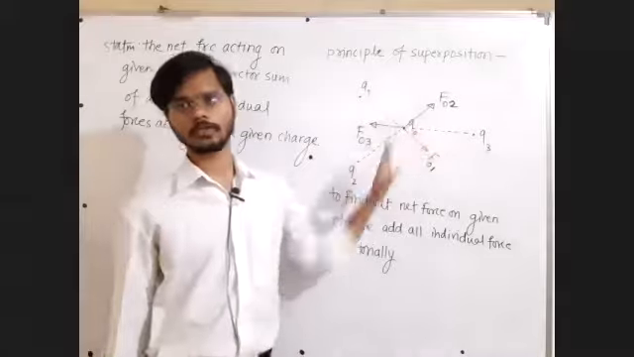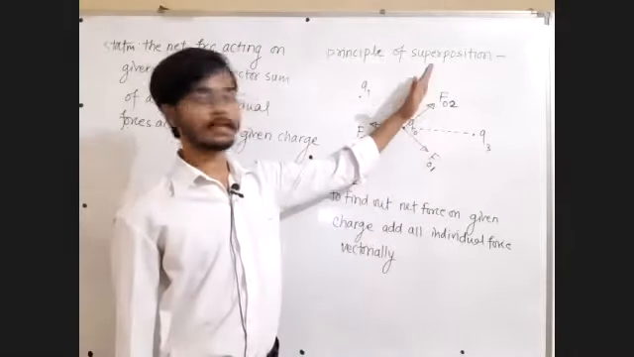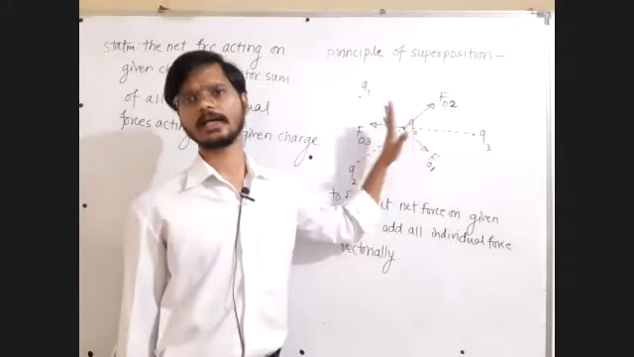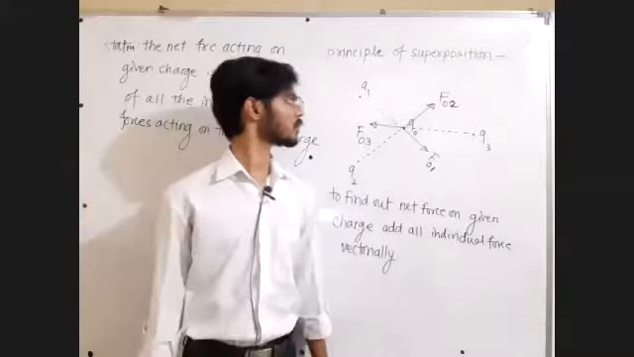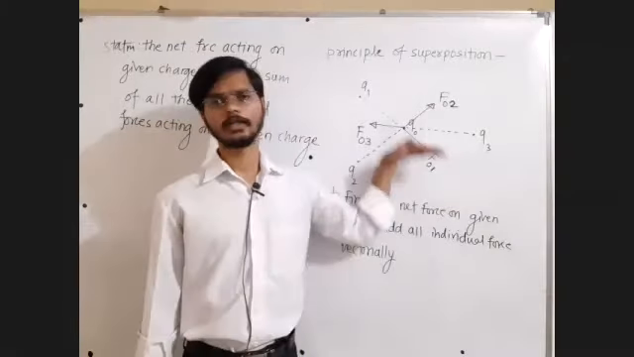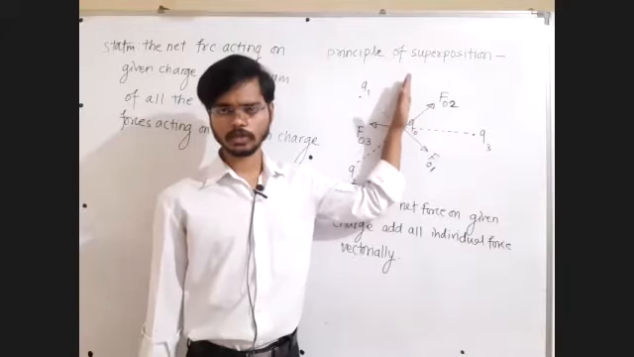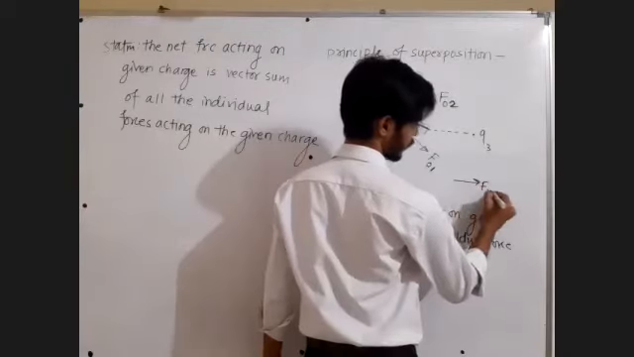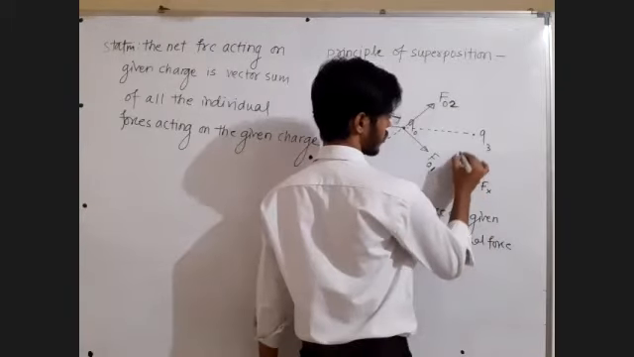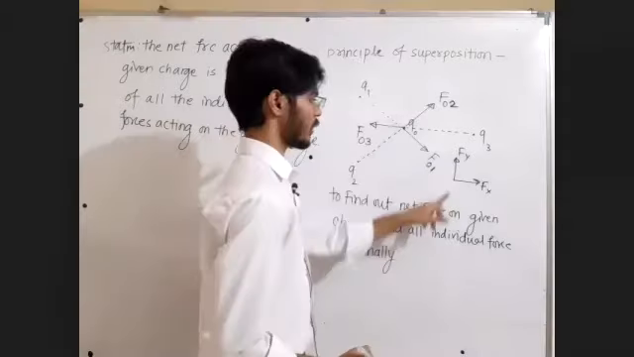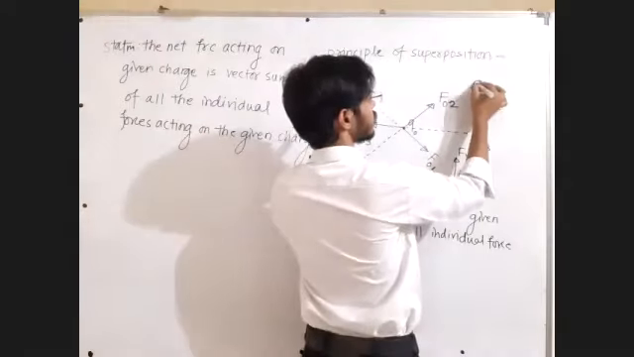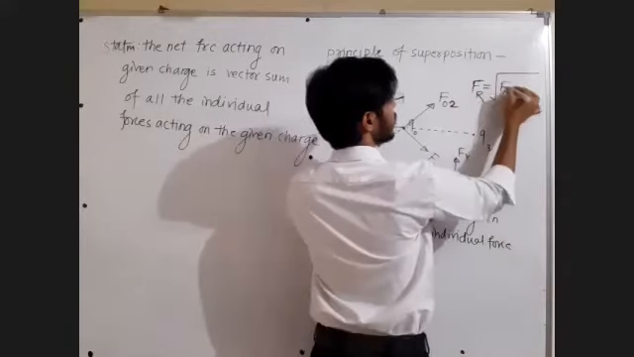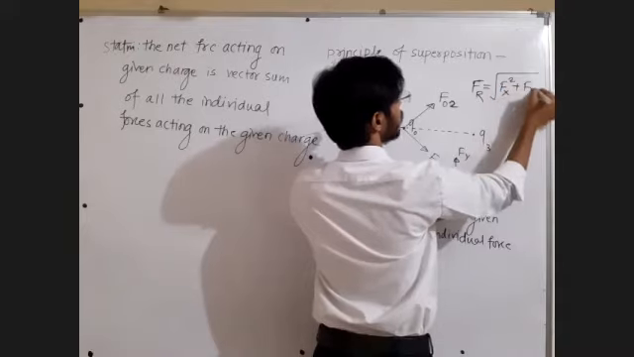First try to find out all the forces and their angles with the x-axis and y-axis. Resolve the forces along the x and y directions. Then find out net force along x, then net force along y. Once you get net force along x, call it Fx. Once you get net force along y, call it Fy. Then you can find out the resultant force, which is equal to the under root of x component square plus y component square.